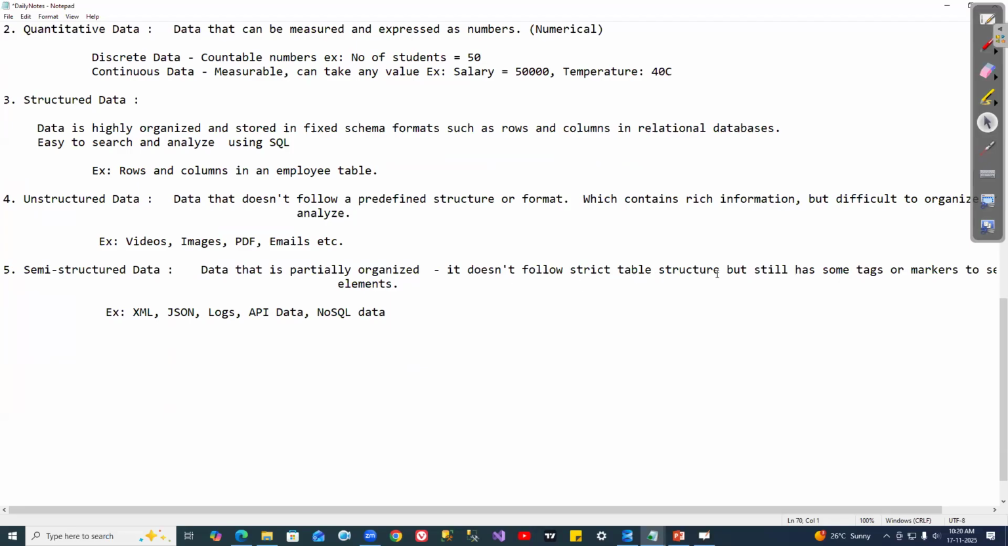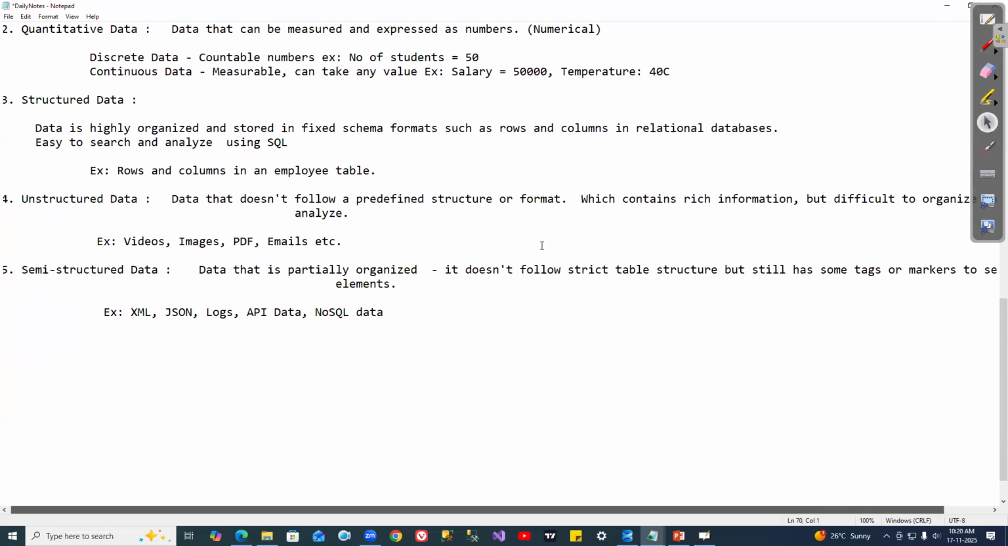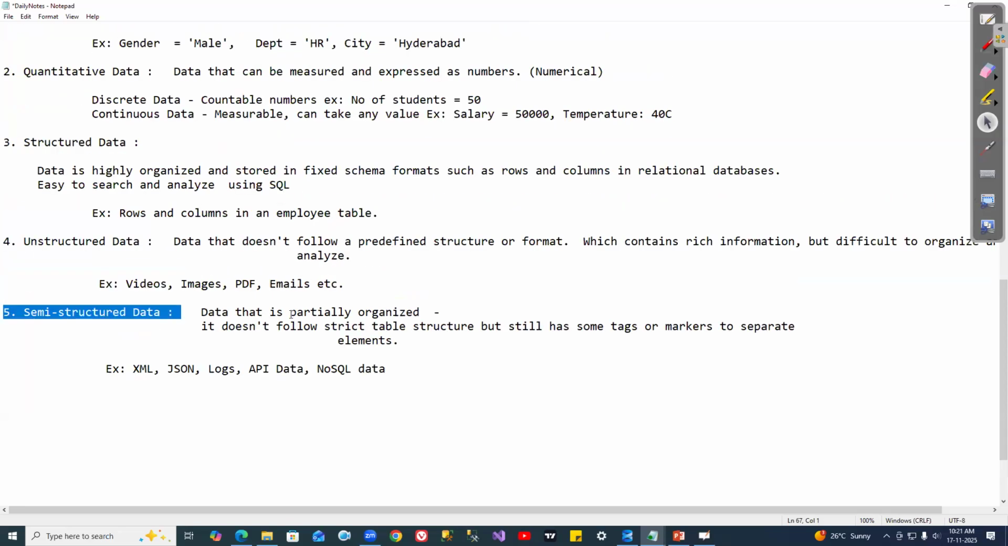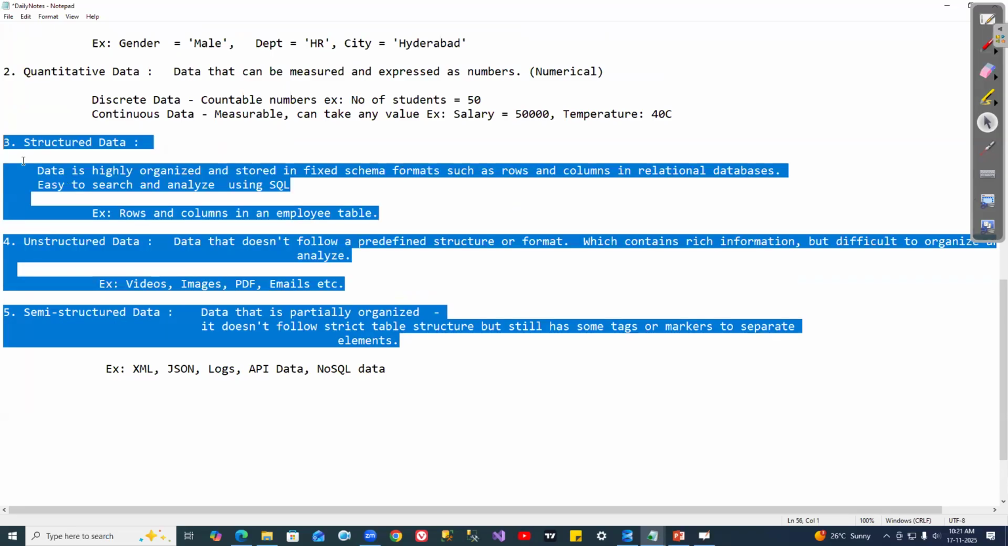It doesn't follow strict table structure, but still has some tags or markers to separate elements. That means if you know about XML, JSON and all, we can organize it partially. It contains tags, markers like that. So it is semi-structured data. These are the main three important.